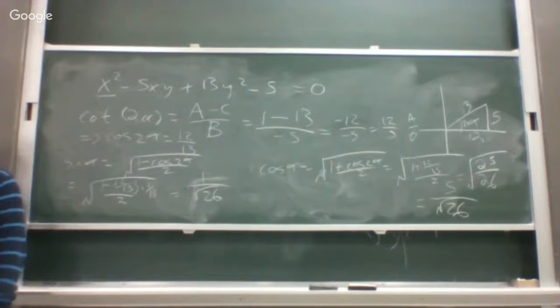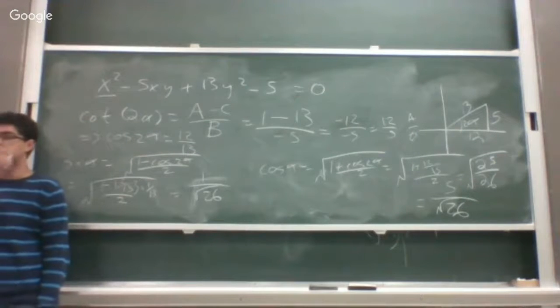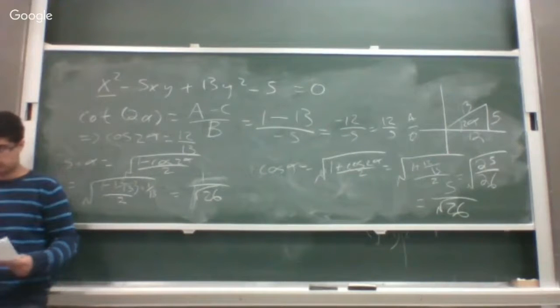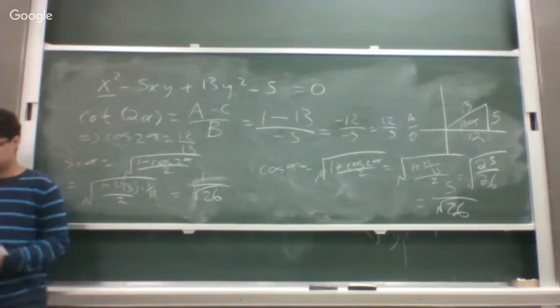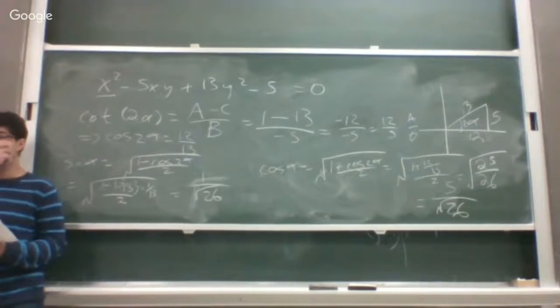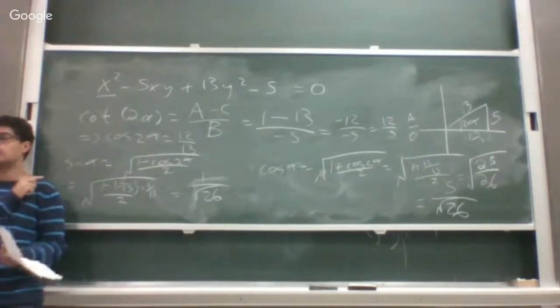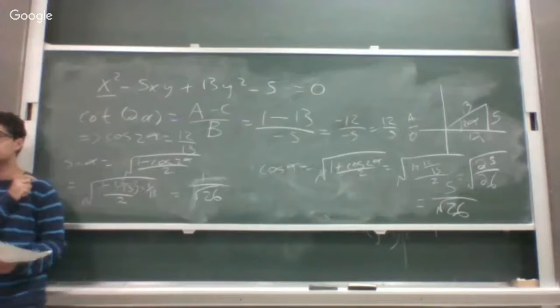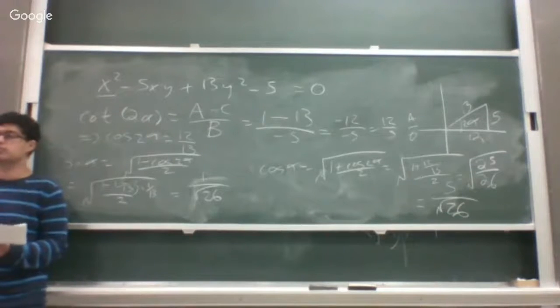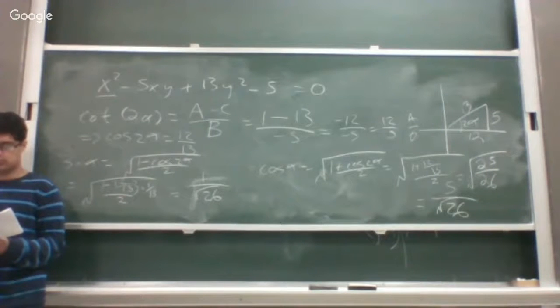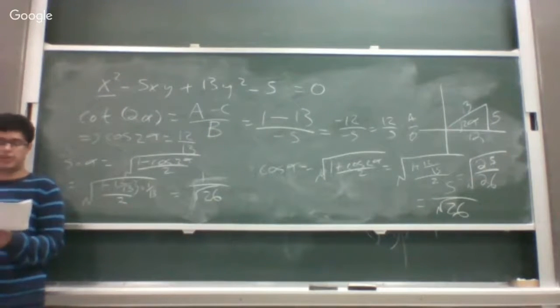Is that a 1 over radical 26 or just a radical 26? 1 over radical 26. So any questions on this problem? When you just showed the triangle, is there anything else we have to show? No, that's all you need. You have your sine.